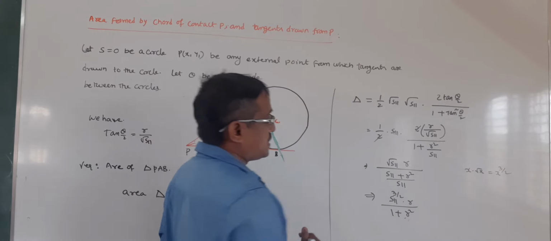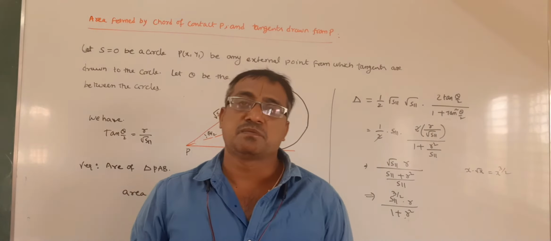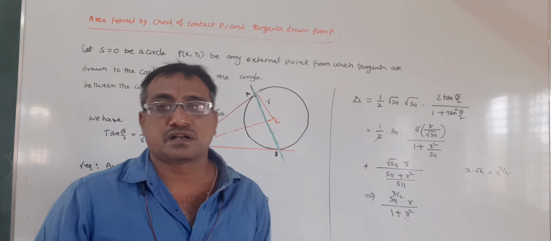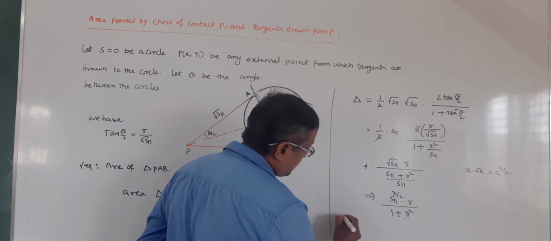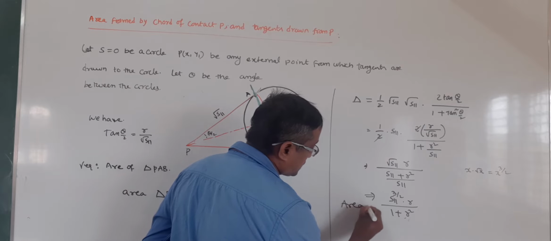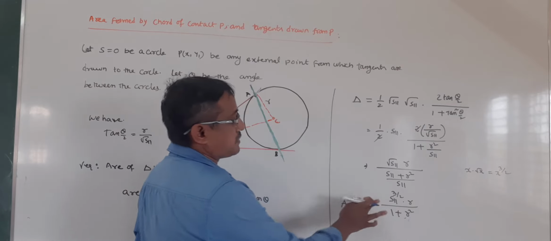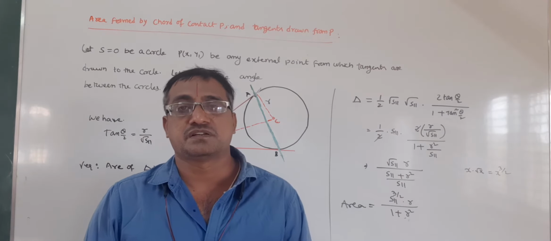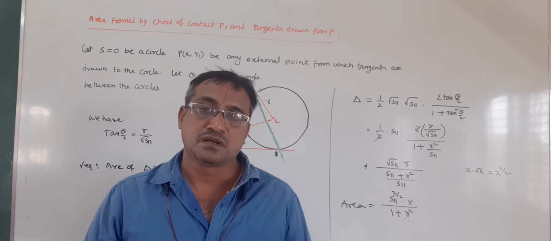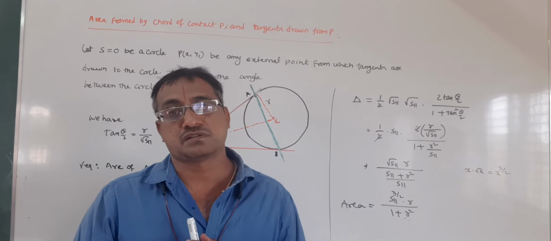That is the area of the triangle formed by the chord of contact and the tangents drawn from the point P. So area is r into S11 power 3 by 2 by S11 plus r square. Very very important concept for objective exams also.